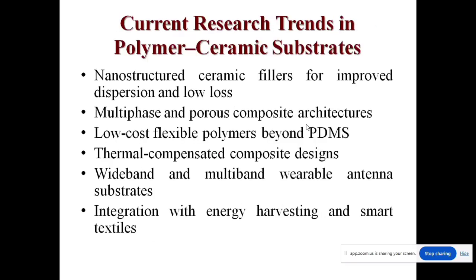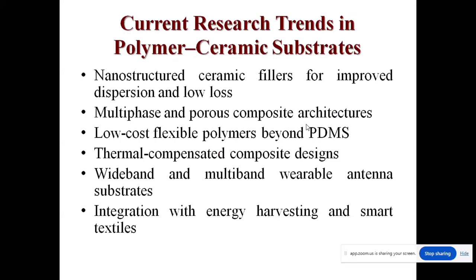So the current research trend in polymer ceramic is nano-structured ceramic fillers for improved dispersion and low loss. We have a number of ceramic families that can be used as fillers. You can use them as fillers since ceramic is rigid, right? We cannot use more material for preparing the substrate. It should be very less. We can use up to 20 to 30%. If this percentage increases, it makes the antenna rigid. So the polymer ratio should be higher: 70% polymer, 30% ceramic.